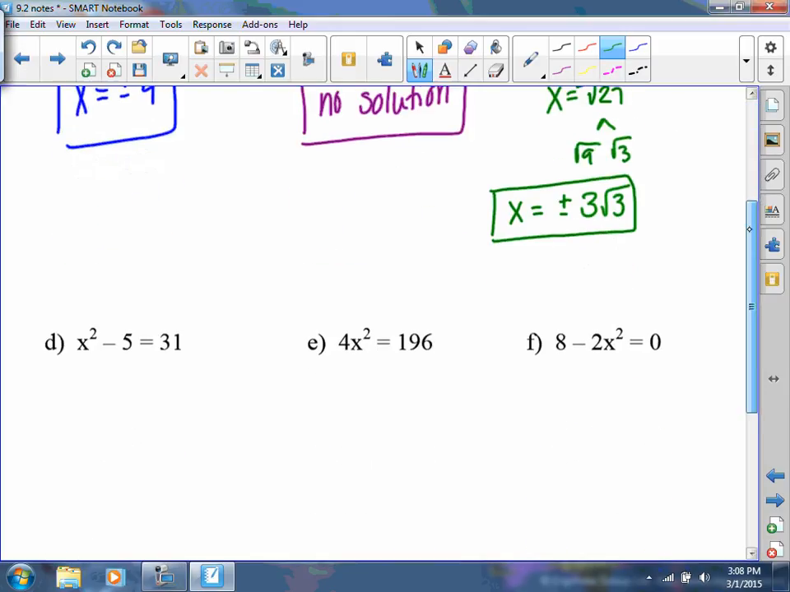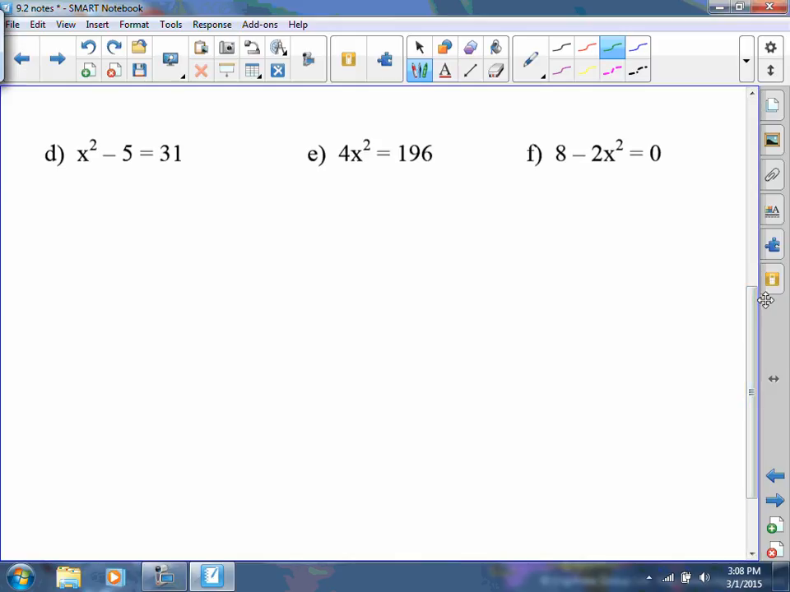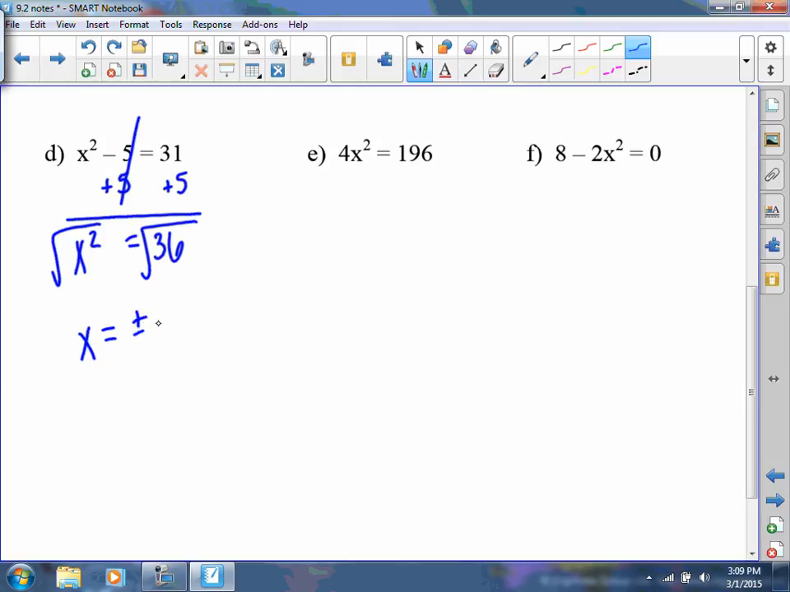Okay, now the next examples are going to have more of the addition and subtraction and multiplication and division. So for part D, again, I've got my x squared that I'm trying to isolate, but I've got a minus 5 now that's attached to it. So I have to undo that. I have to add 5 over to the other side. So then I'll have x squared, the 5 and the 5 cancel, equals 36. So now my x squared is by itself, so I can take the square root of both sides. The 36 isn't negative, so I can definitely take the square root of it. And the square root of 36 is 6.